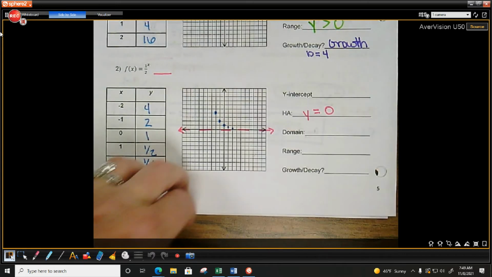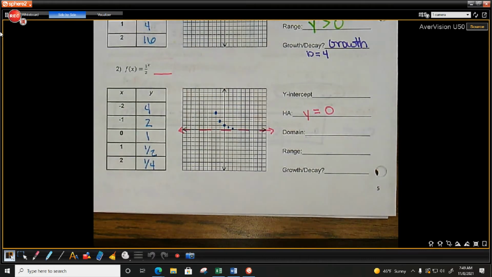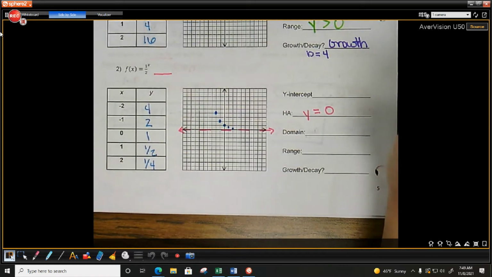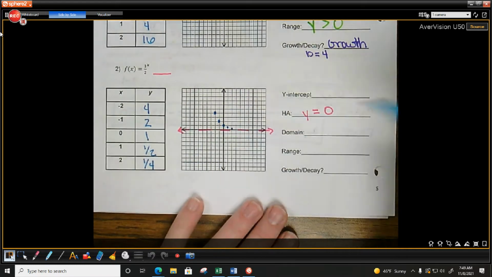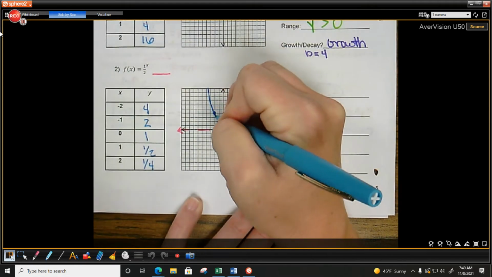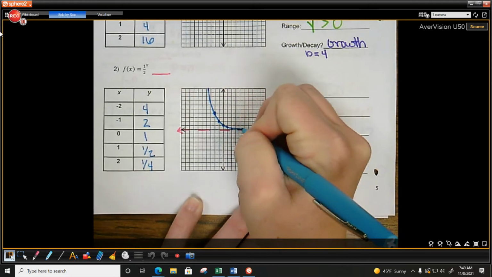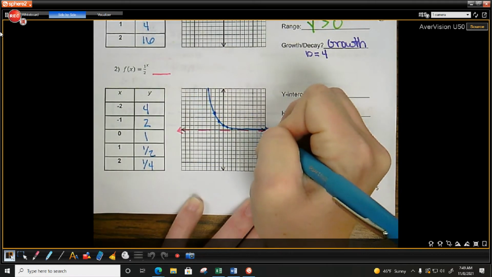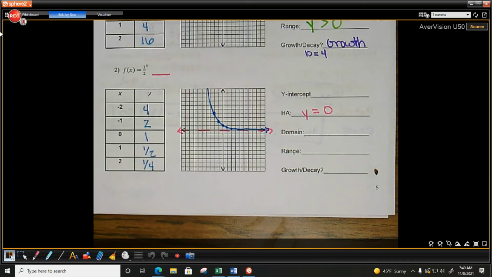Now we're going to draw our curve. When we draw our curve, is it allowed to go below the horizontal asymptote that we just drew? No, it like meets it. Is it ever actually going to be 0? We're getting infinitely close to y being 0, but it's never going to actually equal 0. Okay? And we put arrows at both ends.